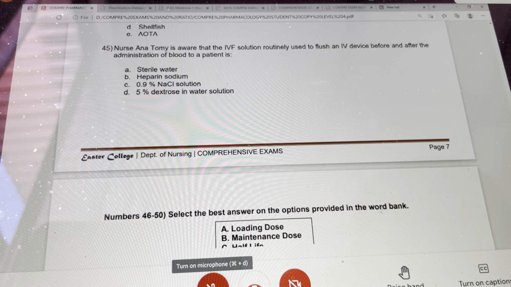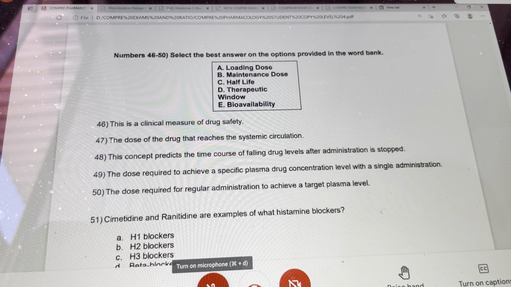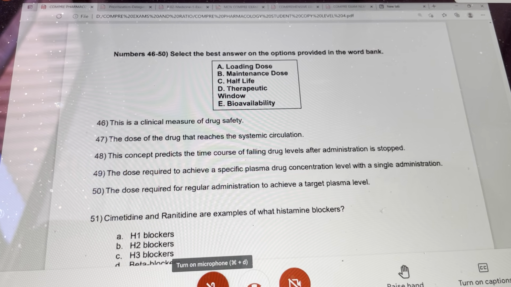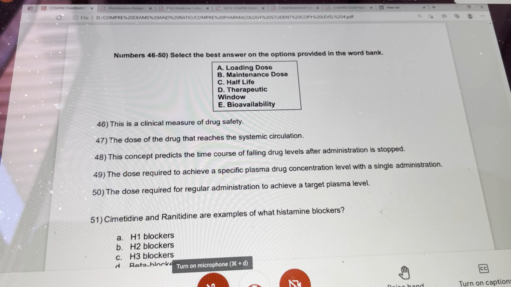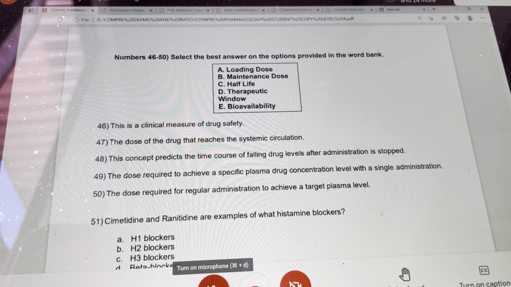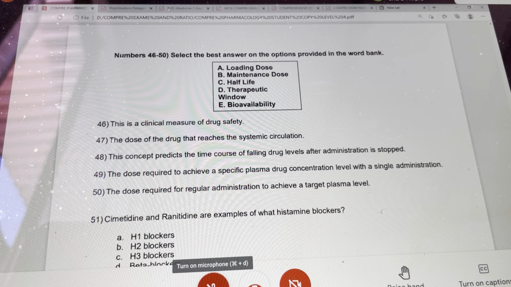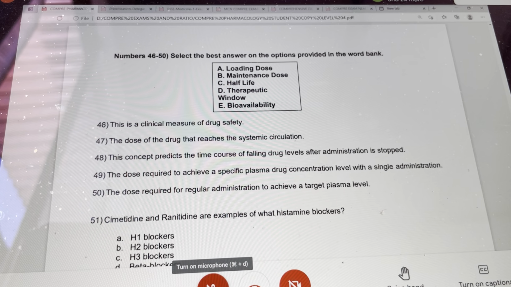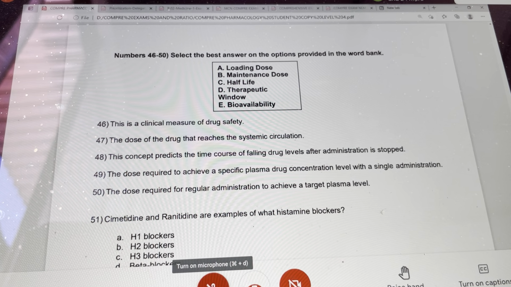Okay, so ito, number 46 to 50. You will select your answer from the choices inside the box. Okay, this is the clinical measure of drug safety. What is your answer here? Drug safety.